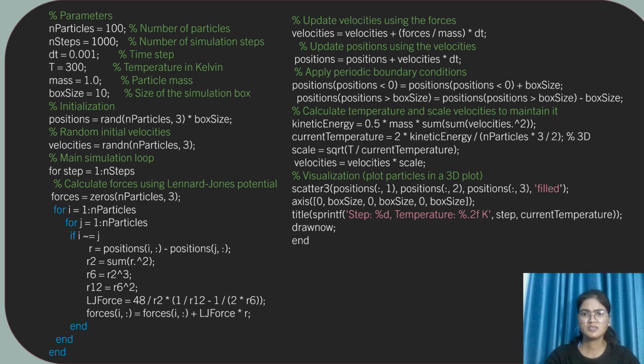This is also the kinetic energy, 0.5 times the mass times the sum of velocity squared. This is a scalar, and you can just copy and paste it into MATLAB. You can see the result.